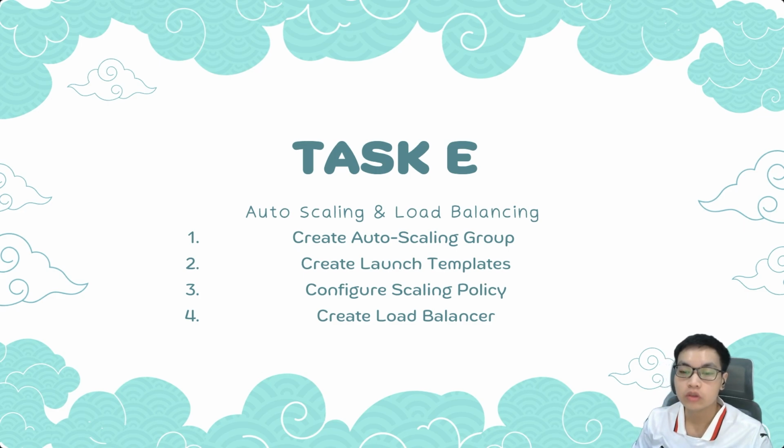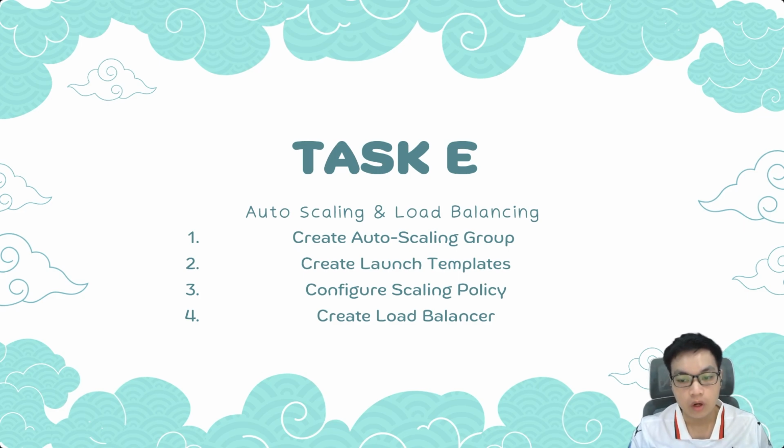Alright, we now move on to task E, which is setting up auto-scaling and load balancing. It is to ensure that when our application gets a lot of traffic, we can create new EC2 instances to combat that traffic, and we set up a load balancer to ensure that the traffic is evenly distributed across several EC2 instances that we have set up.